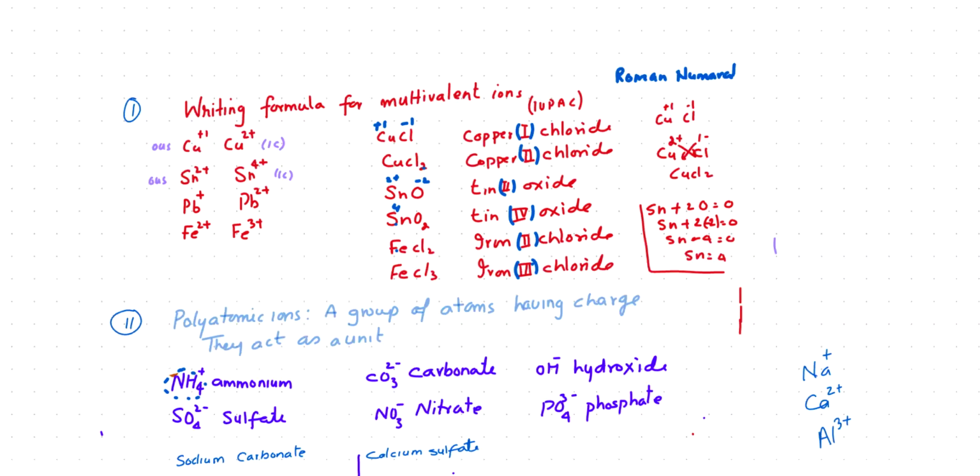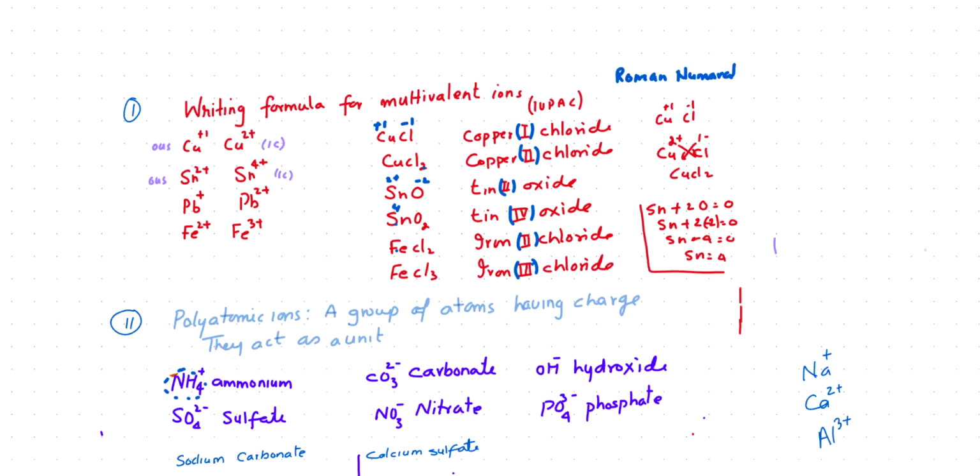FeCl2. The valency of Fe is written on Cl, so Fe is having 2 positive charge. So iron 2 chloride. Here Fe charge is 3, so iron 3 chloride. So like this we write when transition metals form compounds with non-metals.